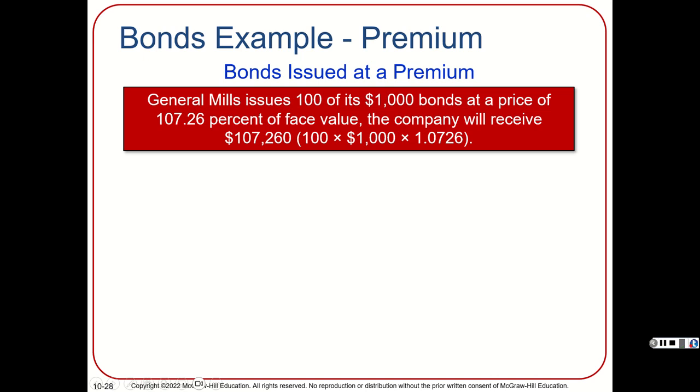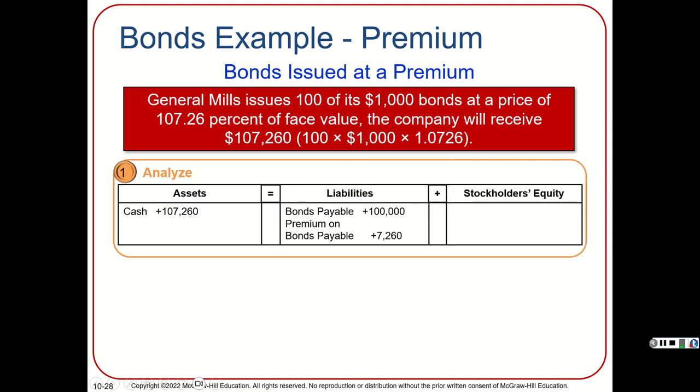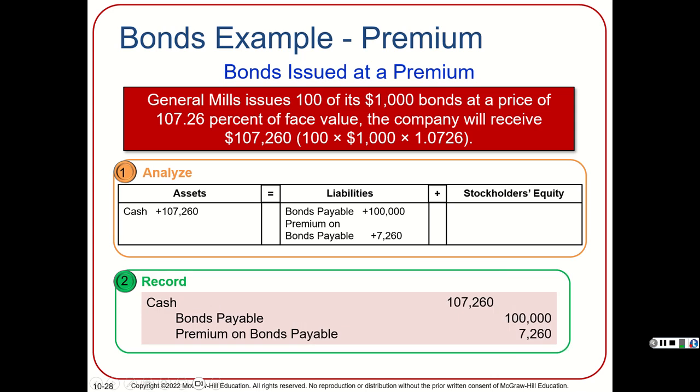So the premium is 7.26% of the face value. Look at here though. The bonds payable is kept separate. The premium on that payable is kept separate from the total. So you have your total cash that you can just lump into one, but when it's recorded on the balance sheet, your payable is recorded at one amount and your premium is recorded at another amount. And you'll see why in a little bit.